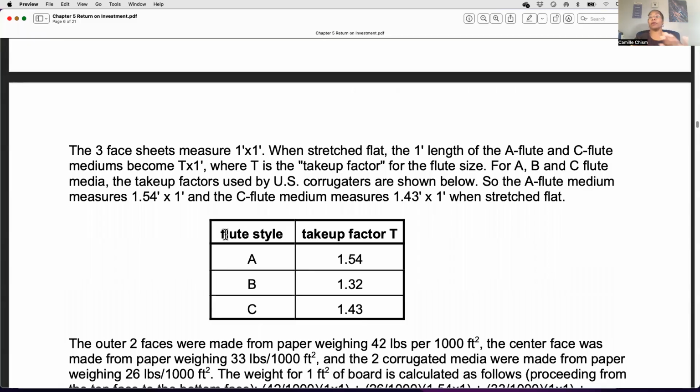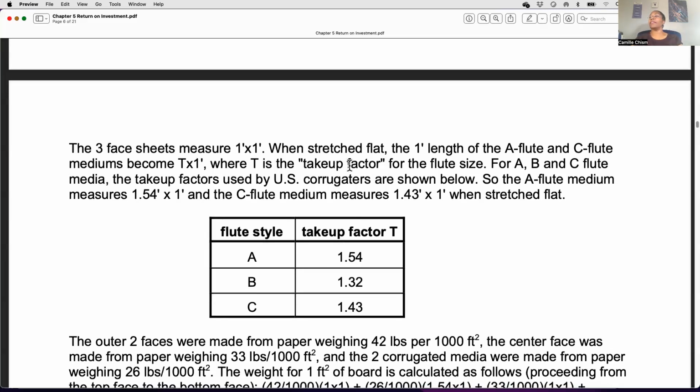You have the 3 flat ones, your face sheets. And then when you stretch them flat for the A flute and the C flute, you have your take up factor times 1, and the 1 is for that 1 foot of material, right? So you can take this take up factor, multiply it by your length, and that's going to tell you how much further this is going to stretch out.